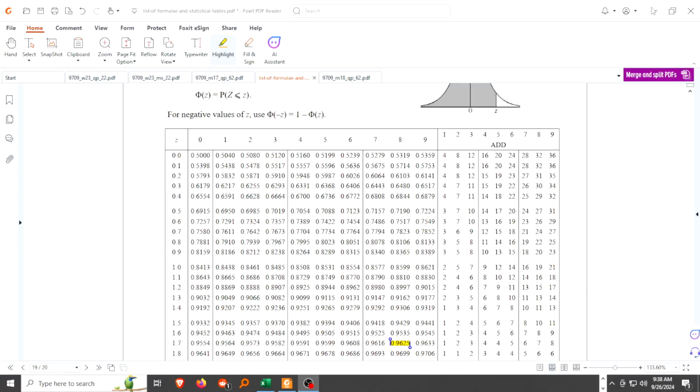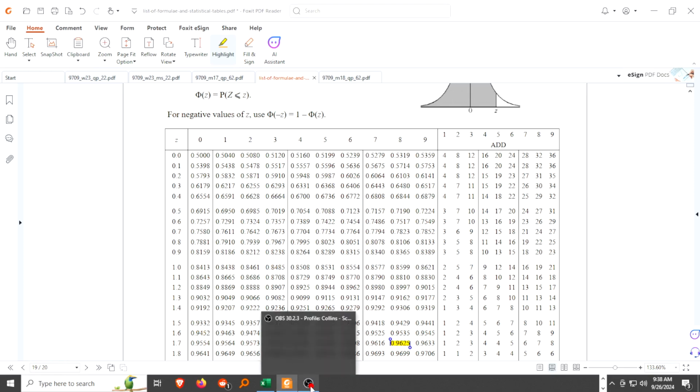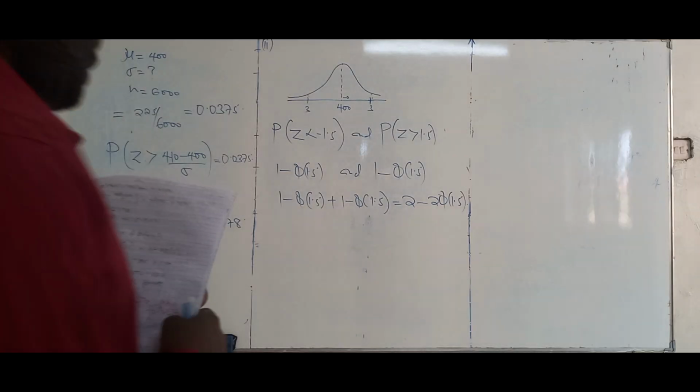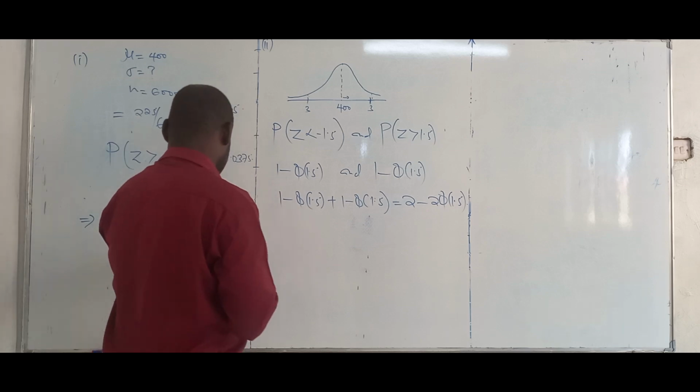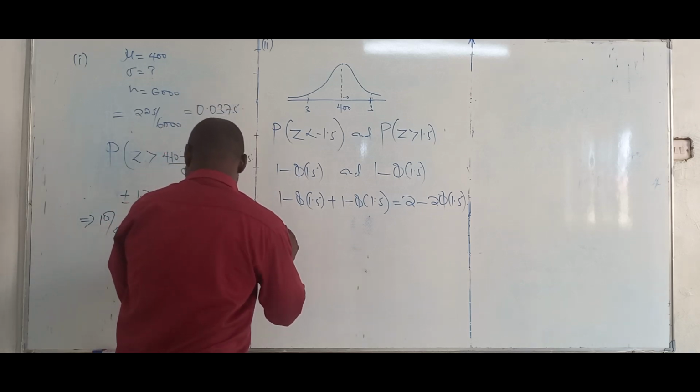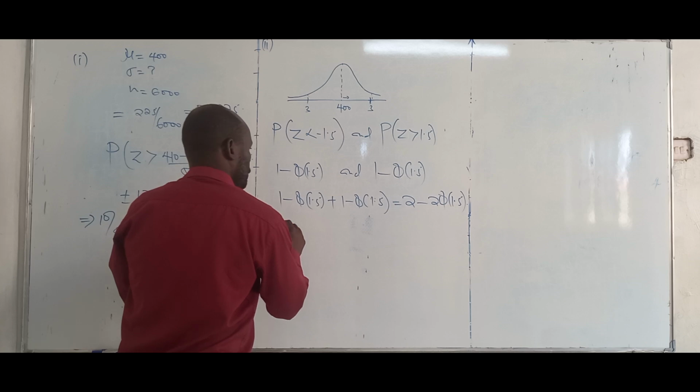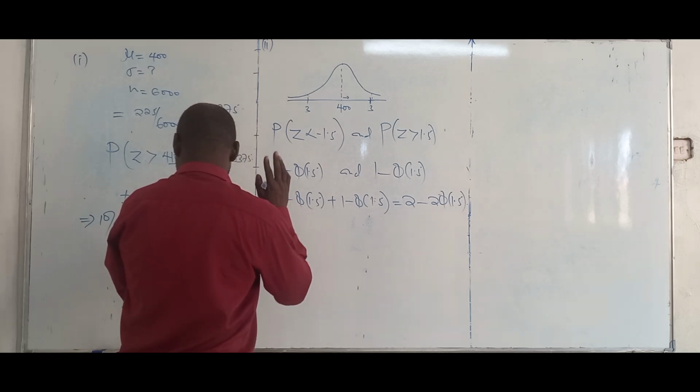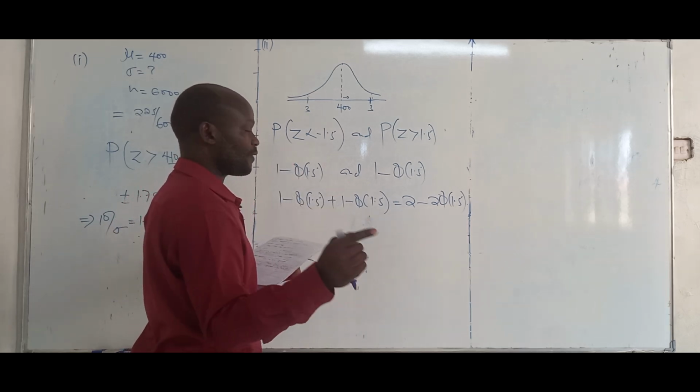Now here we want the probability that corresponds to a Z reading of 1.5. So Z reading of 1.5, we find it here to be 0.9332, and that's what we take and write in our equation. That probability we see it is 0.9332 as we have read from the table.